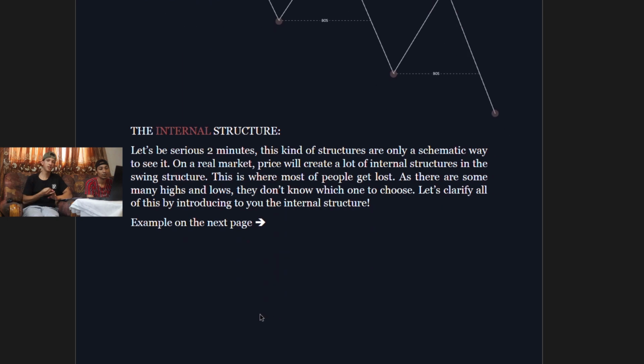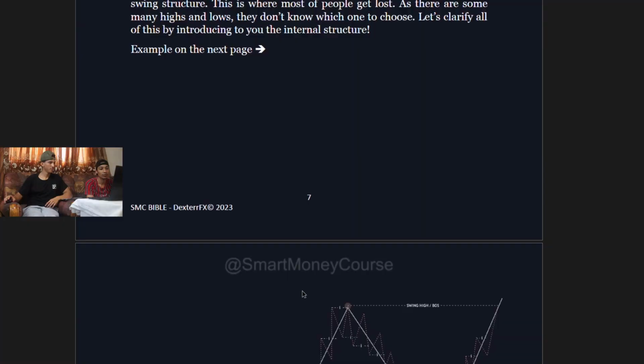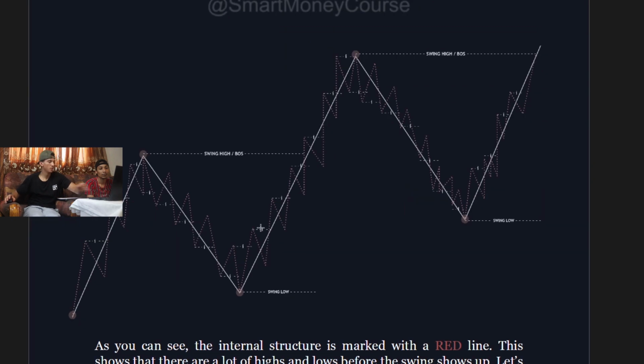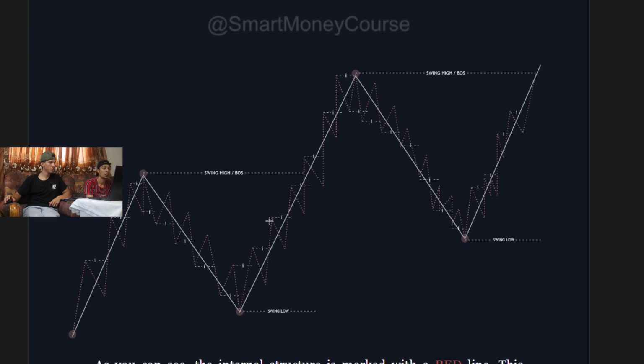Firstly, there is a swing structure, which is your overall structure, and then we've got an internal structure. This is just an example of it. Let's zoom in a little bit. As you can see, the normal white line is your swing structure, and the dotted red line is your internal structure, which I'm guessing is your 15 minute, and the swing would be your 4 hours, and so on.